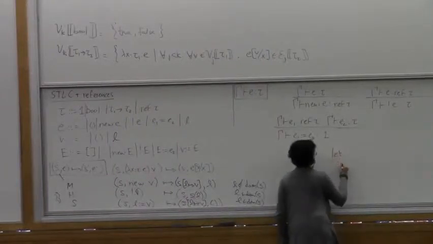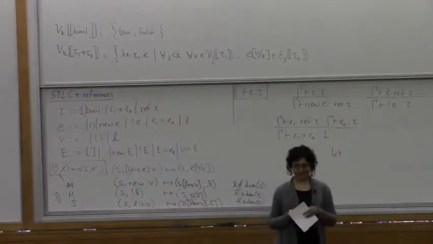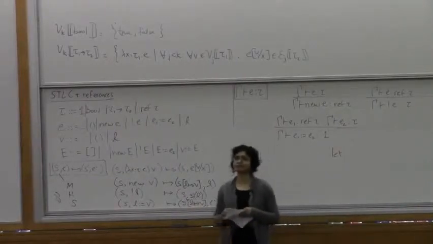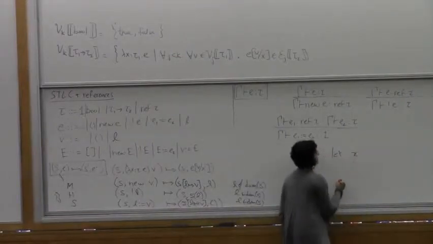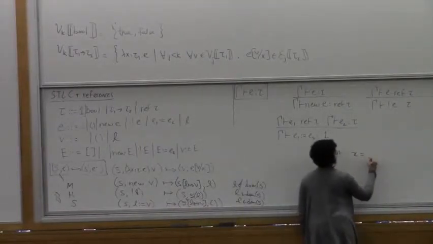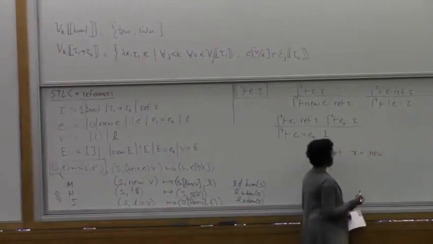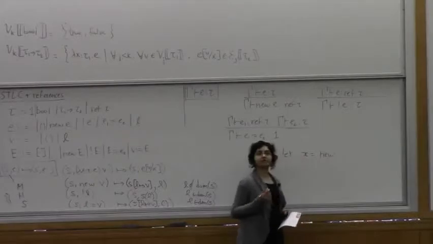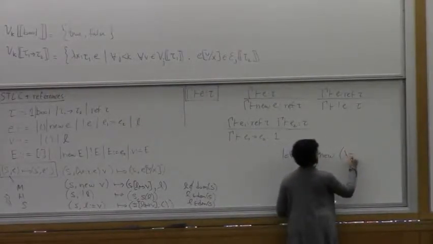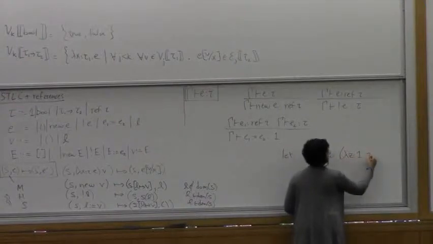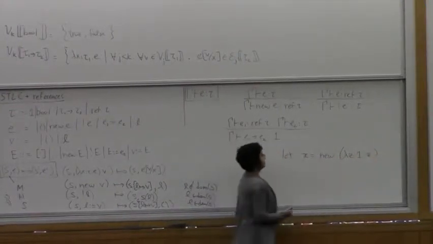This is called Landin's knot. I think it's from the 1960s, '67 or something, a paper of Peter Landin's, where he showed that you could do this. So let's create a new memory cell. x is going to be a new reference, and we're going to put a function of type unit arrow unit into this cell. We want to initialize it with lambda z unit. We'll just make it the identity function. Clearly, that has type unit arrow unit, right?